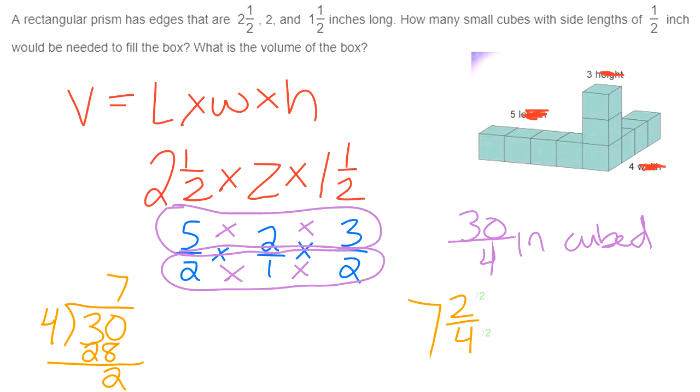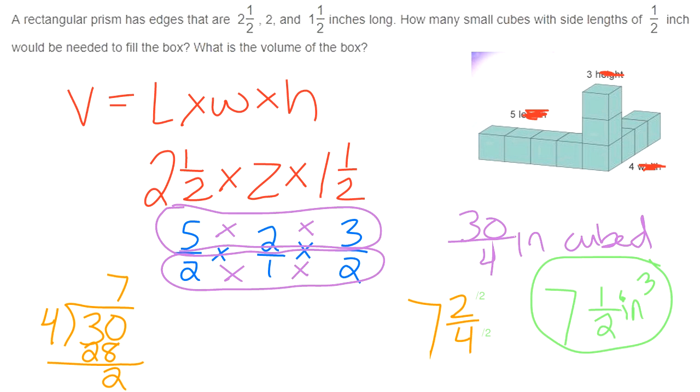So 2 divided by 2 is 1. 4 divided by 2 is 2. So our final answer is going to be 7 1/2 inches cubed. 7.5 inches cubed. Perfect. We want the lowest terms. We want the simplest form. And this is our final answer.